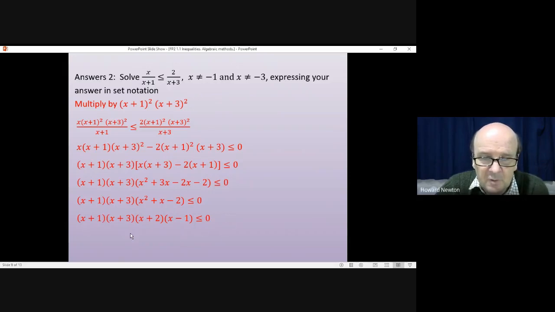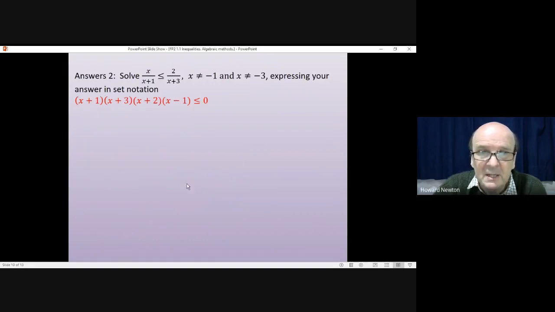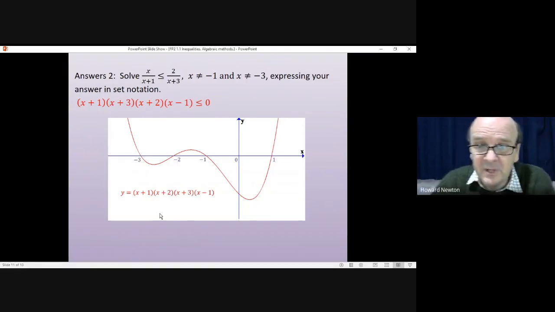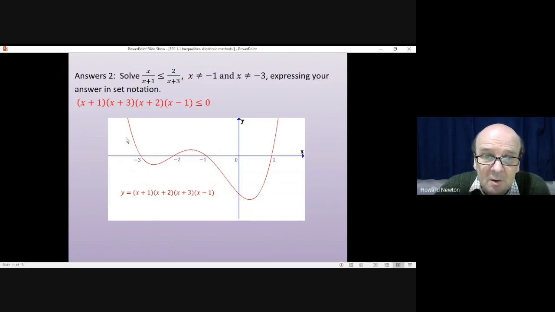Now that would give us the 4 critical values, minus 1, minus 2, minus 3, and plus 1. Those are the crossing points on the x-axis. If we choose to draw a sketch, which I will do now, you get a rather attractive looking quartic equation, which comes down, crosses the axes here at minus 3, minus 2, minus 1, and plus 1. Okay, going back to the question. So the question has said we've got to solve this inequality, bearing in mind x cannot be minus 1, x cannot be minus 3, because the bottom of these fractions would be 0.